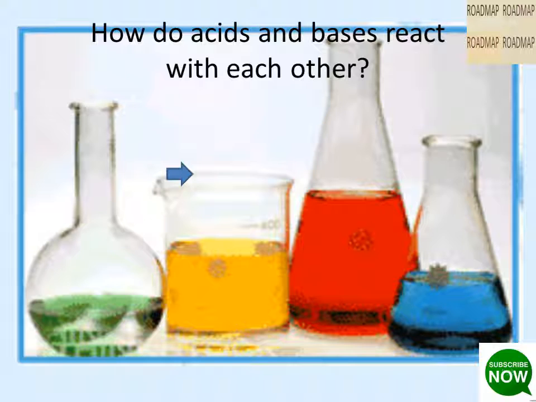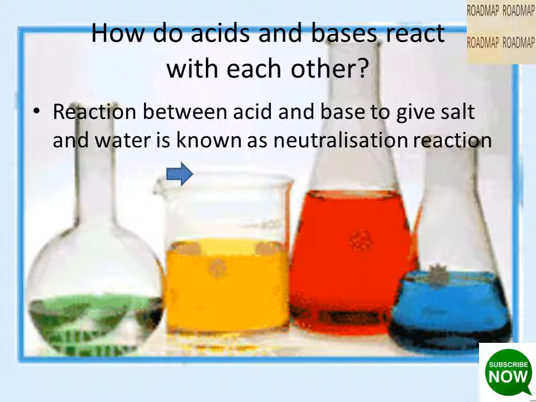Why did the color of phenolphthalein change after the addition of an acid? Now add a few drops of NaOH to the above mixture. Does the pink color of phenolphthalein reappear? Why do you think this has happened? In the activity, we have observed that the effect of a base is nullified by an acid. The reaction between an acid and a base to give a salt and water is known as a neutralization reaction. So, base plus acid gives salt and water.